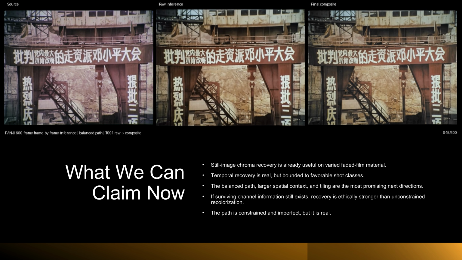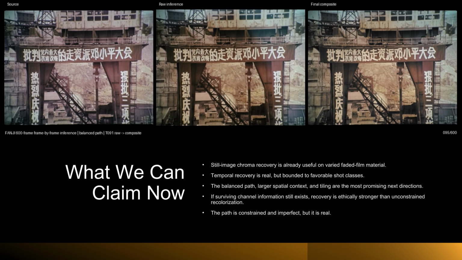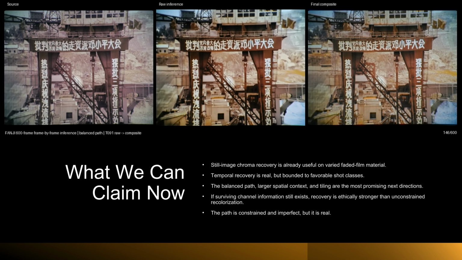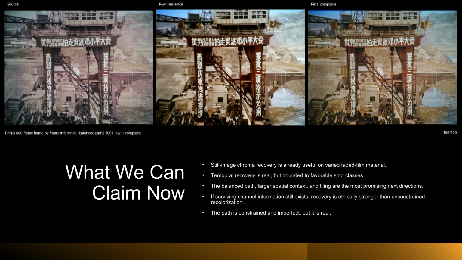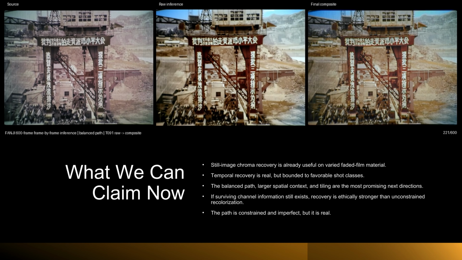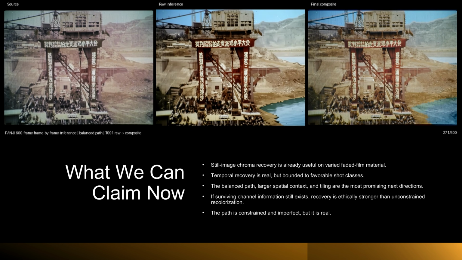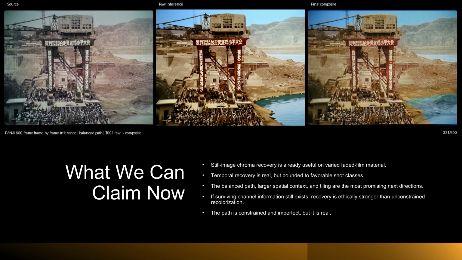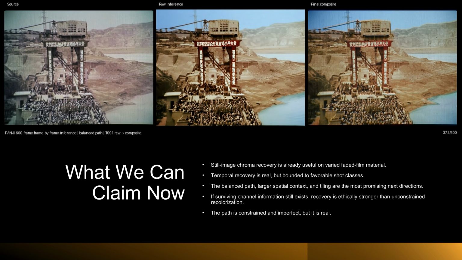The final visual is there to bring the examples back to the claim. This is constrained, imperfect, but real. I think the honest claim is strong, even if it is not magical. Still, image chroma recovery is already useful across varied faded film material. Temporal recovery is real, but it is bounded to favorable shot classes. The balanced path, context boards, tiling, and larger spatial context are the most promising directions.